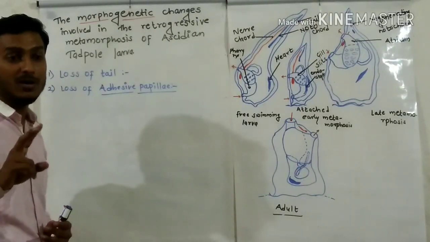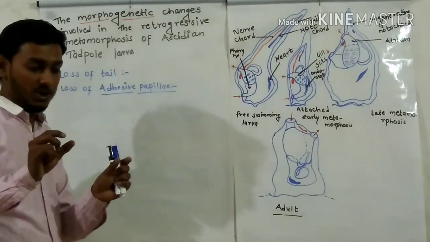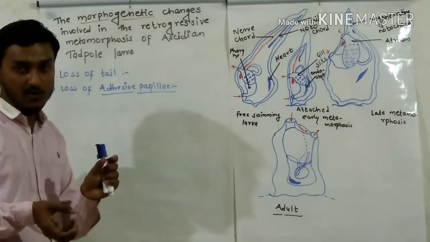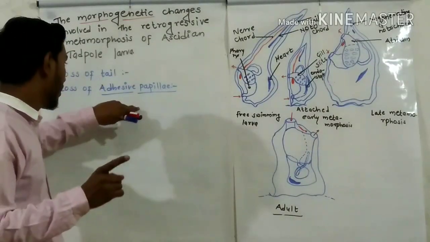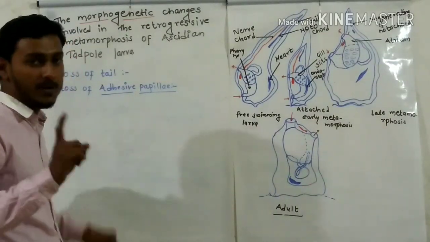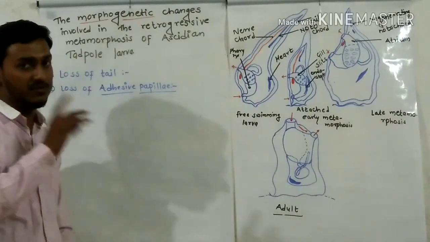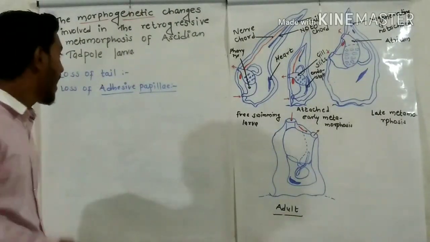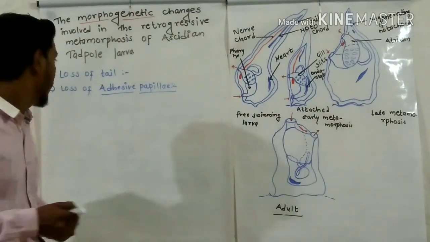There were three adhesive papillae. Two were dorsolateral and one was ventrocentral. Okay, if you are finding it hard to remember, then go again to the structural part of this ascidian tadpole larva, our previous video, and then come here. You will feel some simplicity.